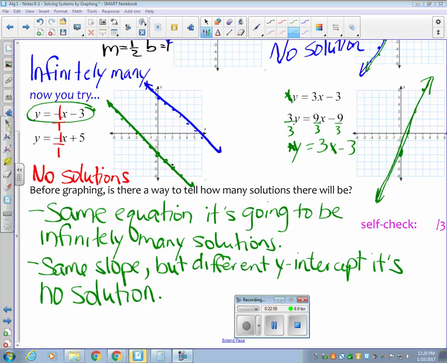And there are two lines on top of each other right here.